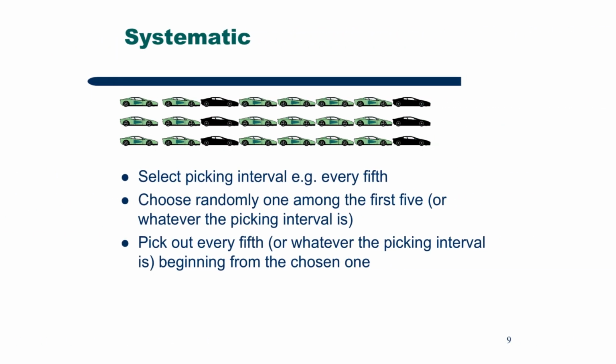Systematic sampling is a method where samples are selected at regular intervals from an ordered population. Steps. Select a picking interval, for example, every fifth item or person. This interval is usually calculated by dividing the total population size by the desired sample size. Randomly choose a starting point. One item is randomly selected from within the first group, e.g., one of the first 5.